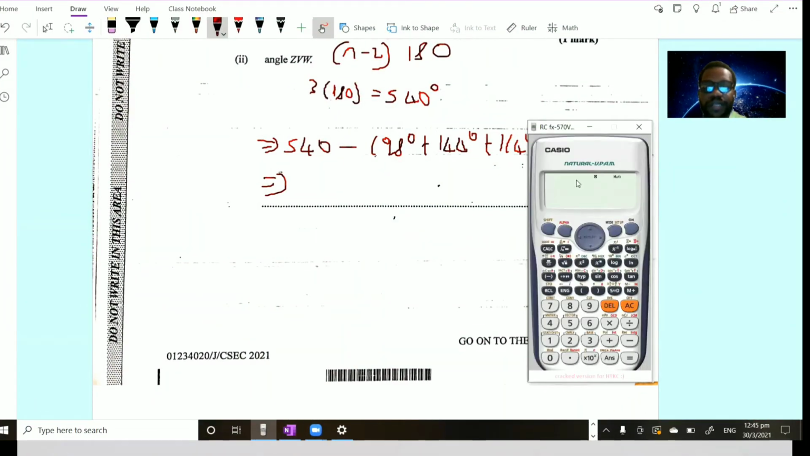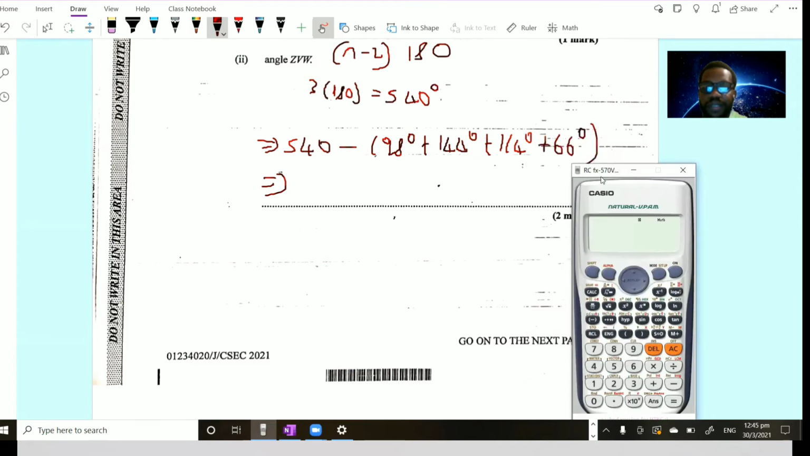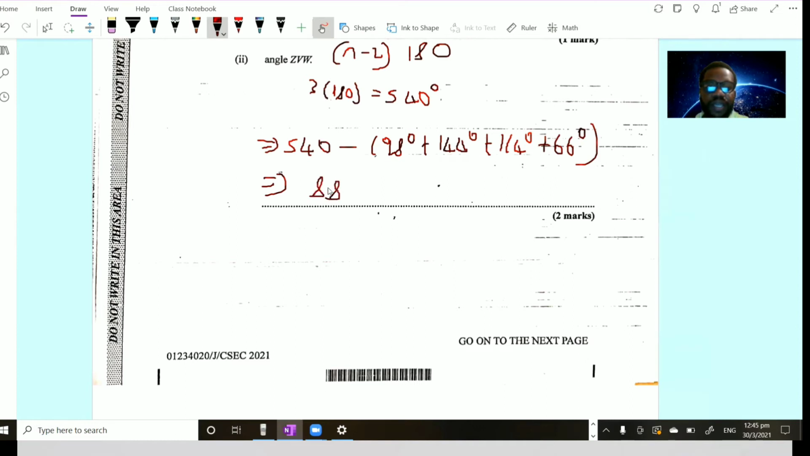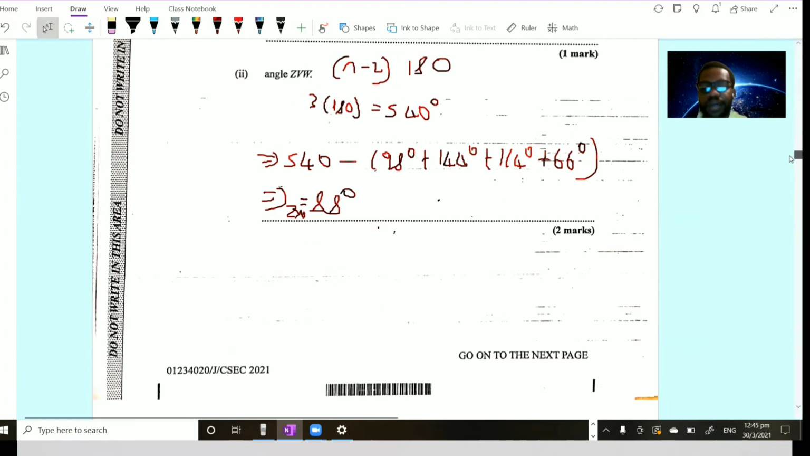In the meantime, all right, let me just pull this down so you can see everything. So I'm going to have 540 degrees minus, open bracket, 98 plus 114 plus 114 plus 66, all right? That's going to give me 88 degrees. So ZVW is equal to 88 degrees. All right, so ZVW, just put that there, equals 88 degrees. And that will be the end of that question.